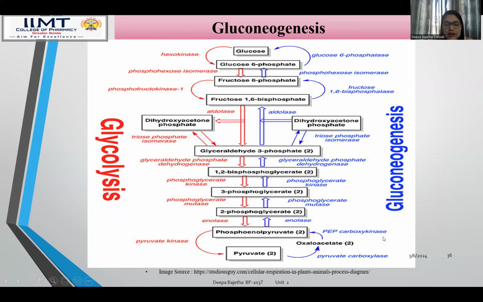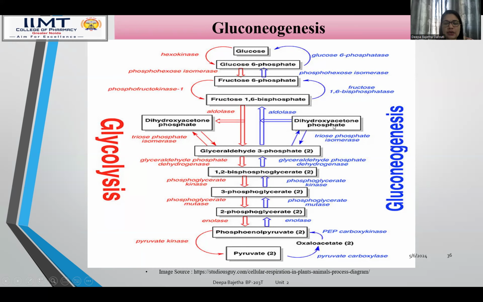phosphoenol pyruvate carboxykinase enzyme. Then this phosphoenol pyruvate is converted into 2-phosphoglycerate with the help of the enolase enzyme. This 2-phosphoglycerate is converted into 3-phosphoglycerate. Then 3-phosphoglycerate is converted into 1,3-bisphosphoglycerate, and that is converted into glyceraldehyde 3-phosphate, which is further converted into dihydroxyacetone phosphate with the help of the triose phosphate isomerase enzyme.